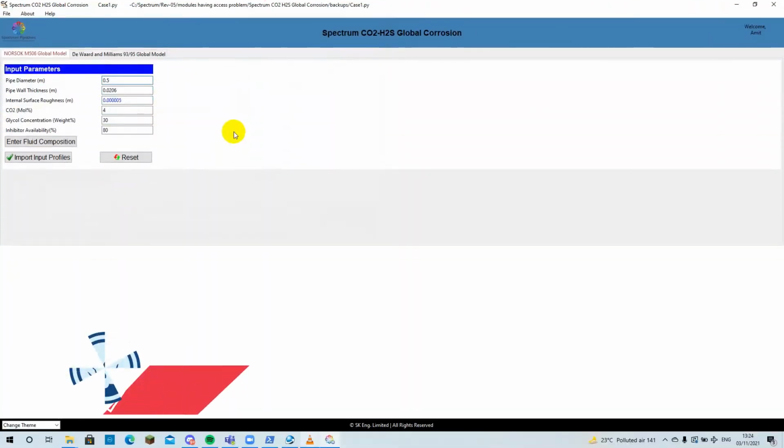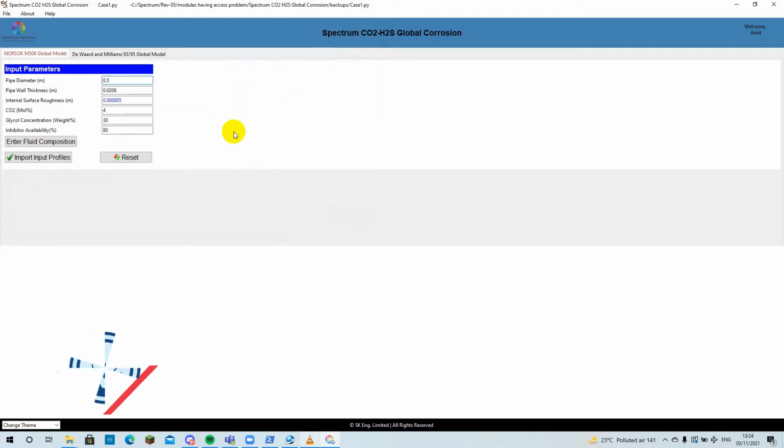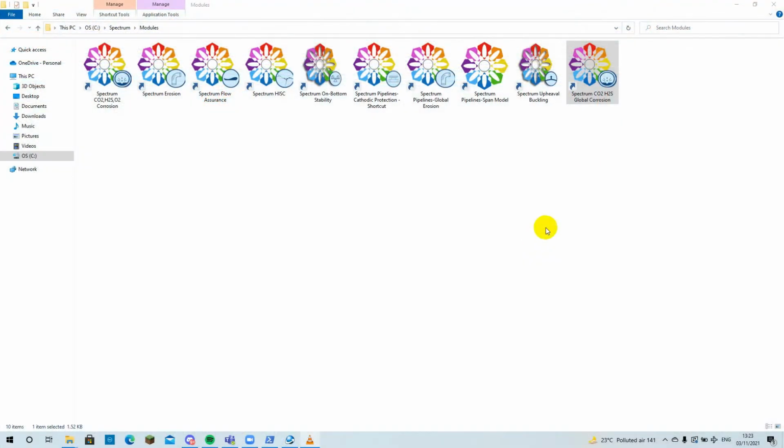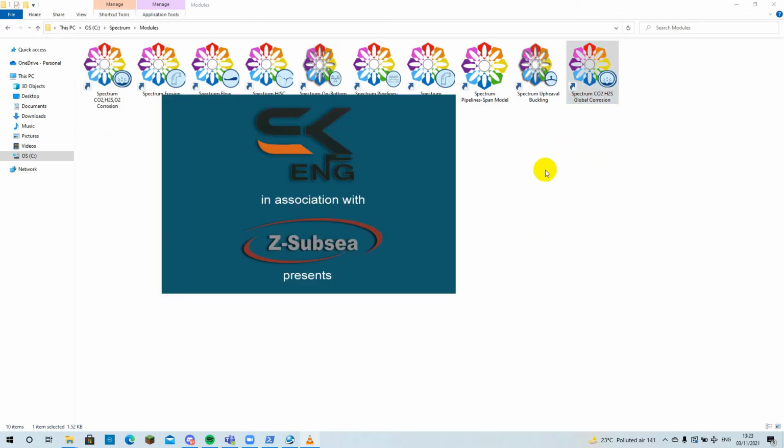Today, I would like to give you a tour of the Carbon Dioxide and Hydrogen Sulphide Corrosion Global Model module, which is used for the assessment of the internal corrosion rate of pipelines in accordance with NORSOK M506 for carbon dioxide corrosion and the Waard and Milliams 9395 methodology for carbon dioxide and hydrogen sulphide corrosion. The module is activated by double-clicking the application file, which loads all of the software features.